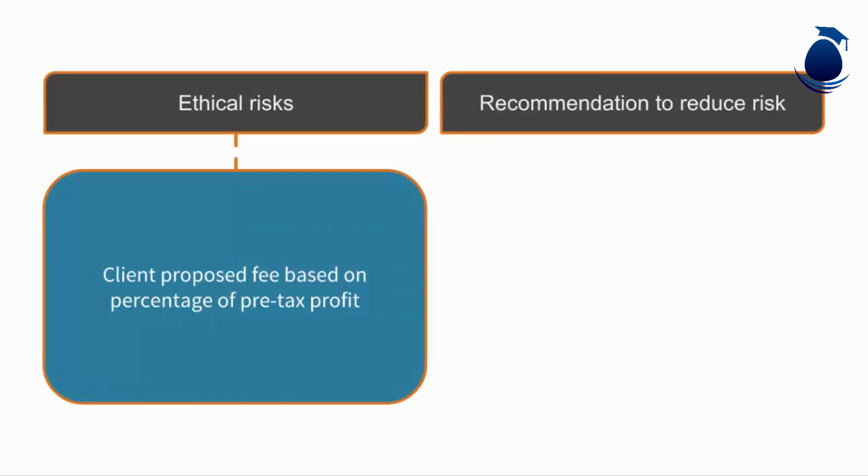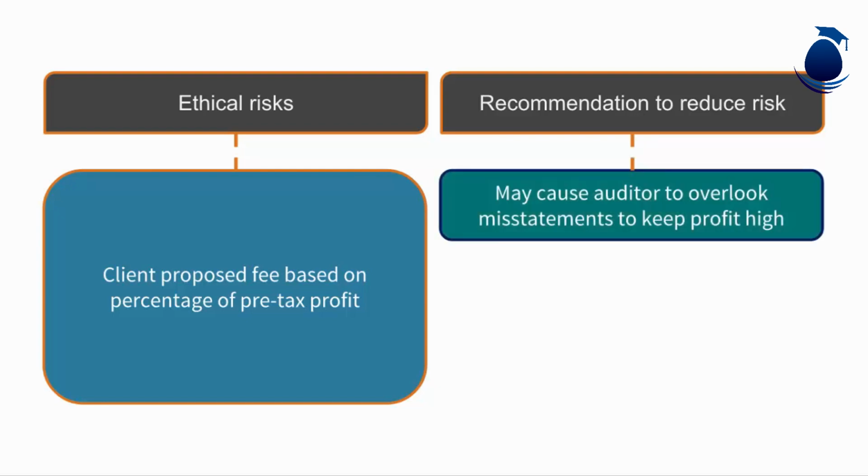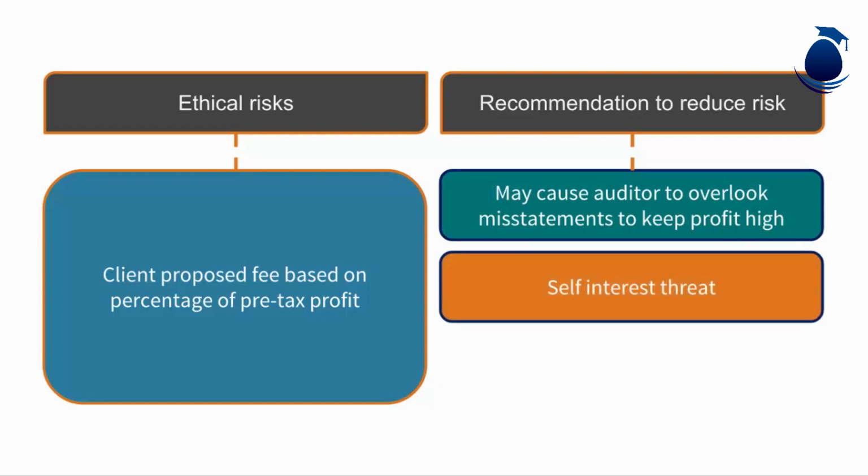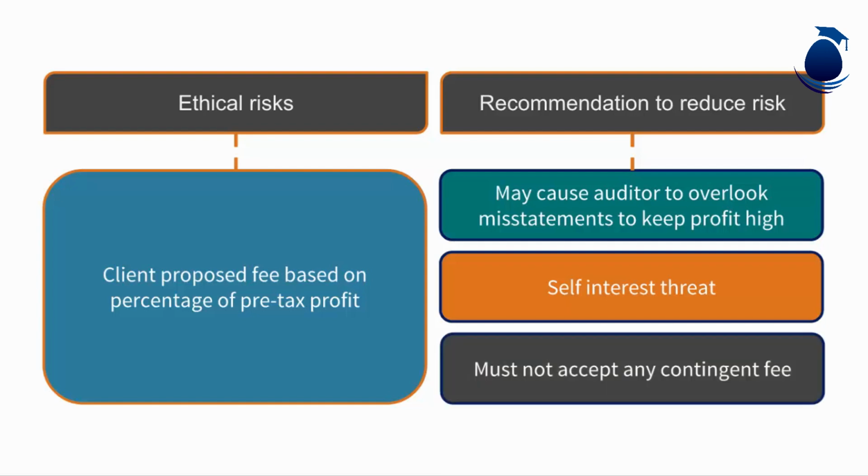One of their clients has proposed that the audit fee be based on a percentage of their pre-tax profit. This may become an incentive to ensure profit is kept as high as possible. This may lead to the auditors overlooking misstatements that would otherwise reduce the profit, and in turn reduce their audit fee. This is a self-interest threat, as it is a factor that could influence decisions made on the audit. The recommendation should be to never accept any contingent fee. Fees should always be based on the estimated hours needed for the client in question.